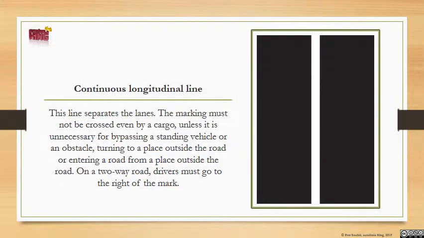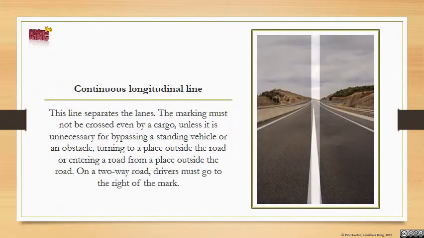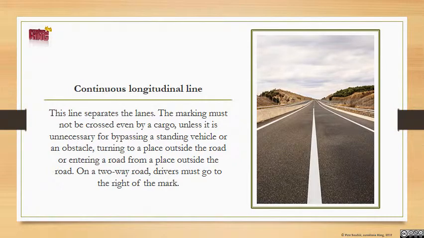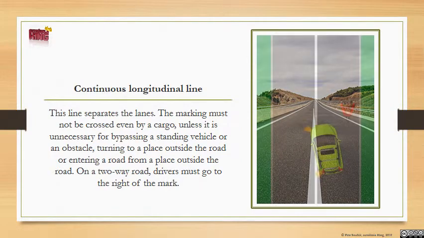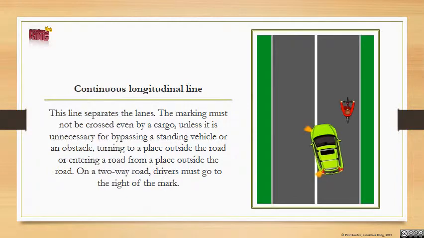A continuous longitudinal line separates the lanes. The marking must not be crossed even by a cargo, unless it is necessary for bypassing a standing vehicle or an obstacle, turning to a place outside the road or entering a road from a place outside the road. On a two-way road, drivers must go to the right of the mark.